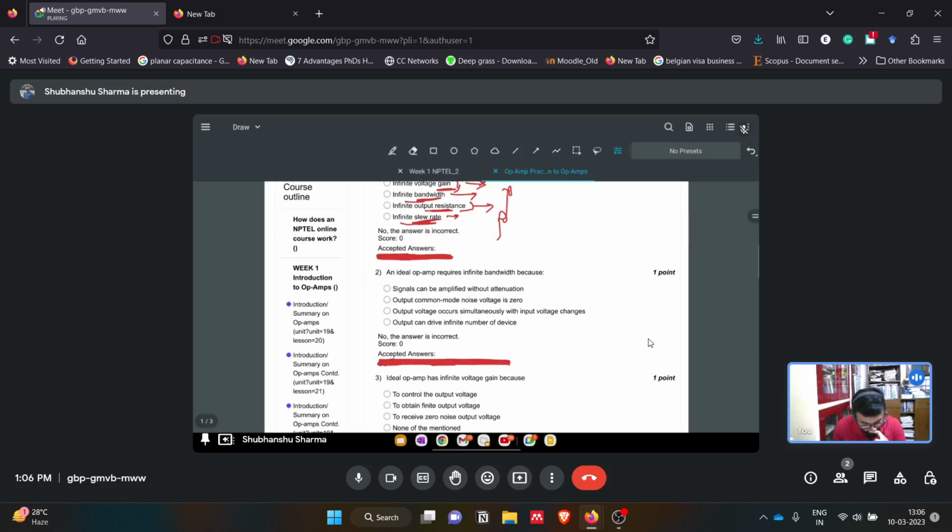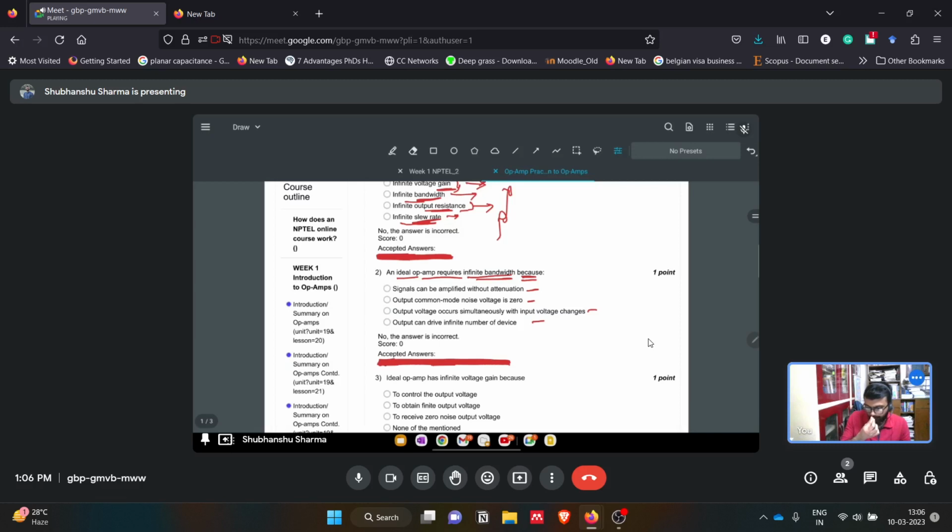Then the second question: an ideal op amp requires infinite bandwidth because. They are saying the ideal op amp requires infinite bandwidth, but why? Signals can be amplified without attenuation. Output common mode noise voltage is zero. Output voltage occurs simultaneously with input voltage changes. Output can drive infinite number of devices. So these are the options.